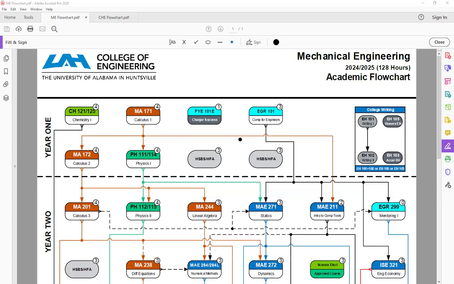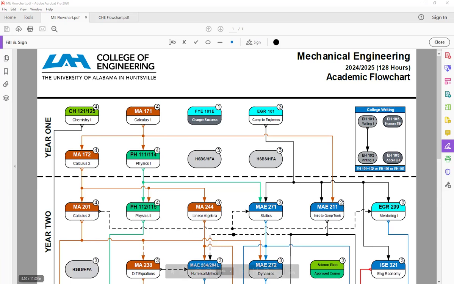The lines on the flowchart represent prerequisites. Anywhere you see a solid line, that indicates that you must complete one course before you're eligible to take the next. An easy example is calculus. You must complete Calculus 1 before you can take Calculus 2. But calculus is also a prerequisite for PH 111, Physics 1, and MAE 211, Intro to Computational Tools. Before you can take any of these 3 courses, you must first complete Calculus 1.